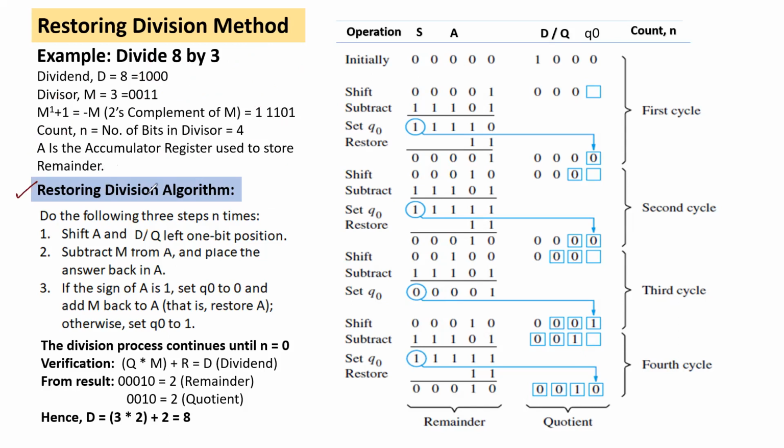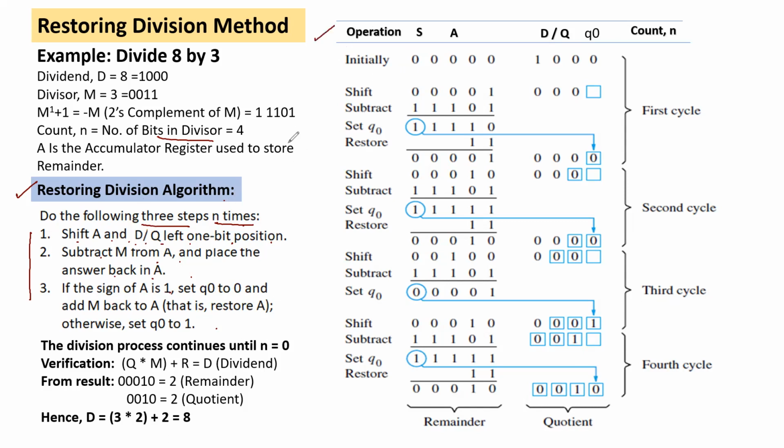Now coming to the restoring division algorithm. Already we have seen it in the previous example. Here we have 3 steps. We have to perform these 3 steps n number of times, depending on the number of bits in the divisor. The first step is shift A and D slash Q left 1 bit position. Second, subtract M from A and place the answer back in A. The third step is if the sign of A is 1, set Q0 to 0 and add M back to A, that is restore A, otherwise set Q0 to 1. These are the 3 steps we have to follow to perform the restoring division algorithm in the computer method.